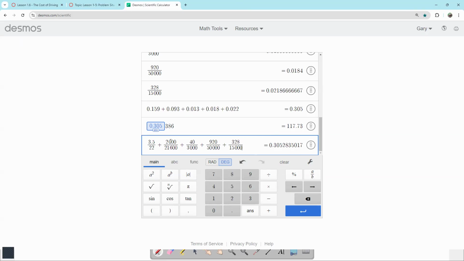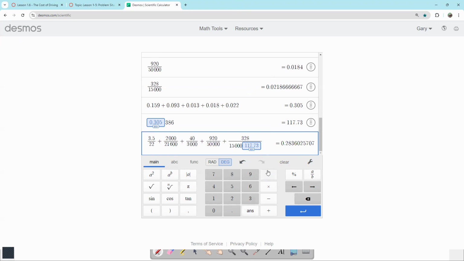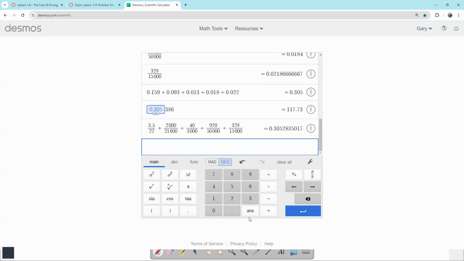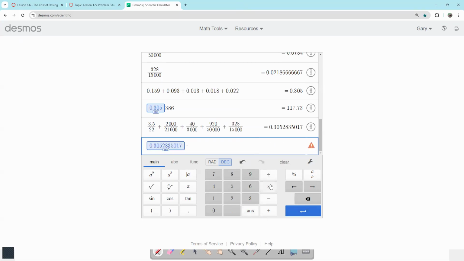That's not bad. Now, if I had rounded to the nearest cent, I probably would have been a bit more off. So it just depends on how you round it. And if I take that number unrounded, enter, answer times the 386, 117.84 versus 117.73, we're a few cents off.